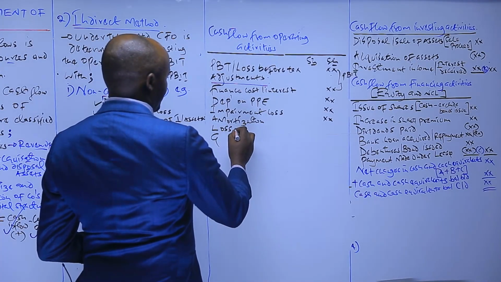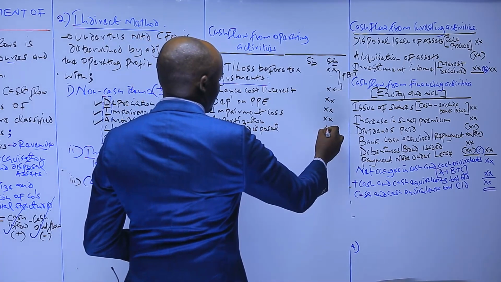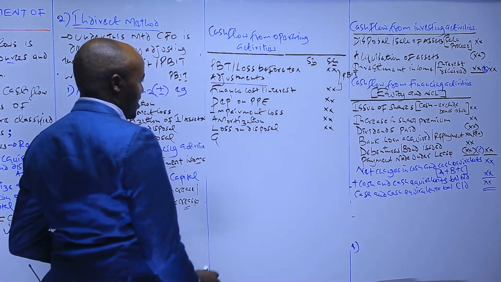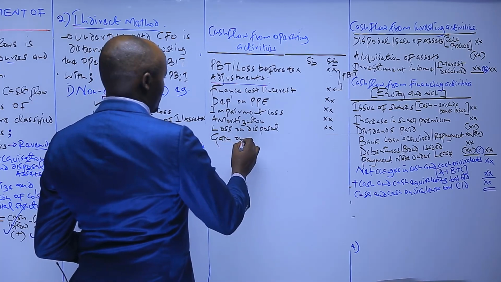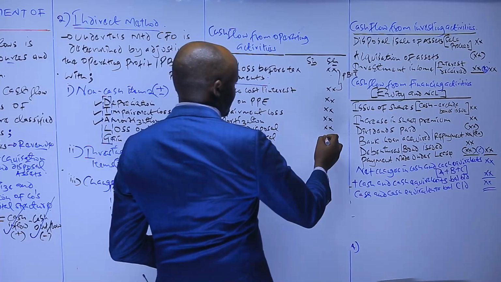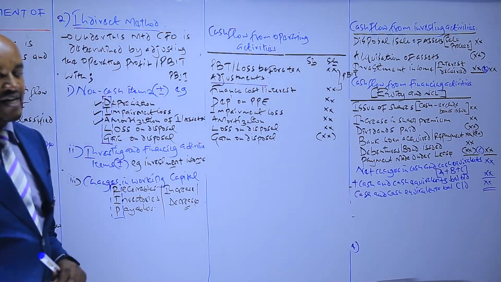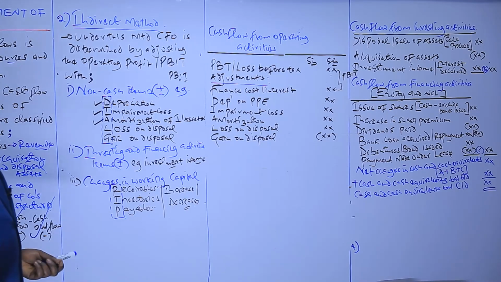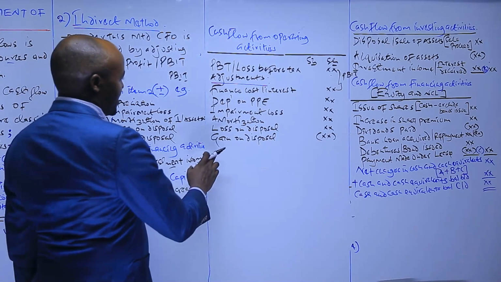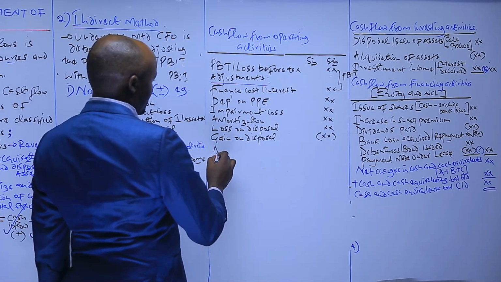Loss on disposal. This is also an expense. In arriving at the profit, it was deducted, so add it back. And then we have the gain on disposal. This was accounted for as an income in arriving at our profit. So what you do, you deduct it because it's a non-cash item.